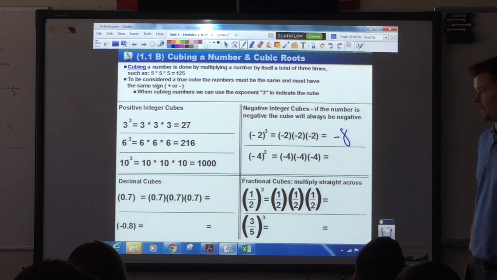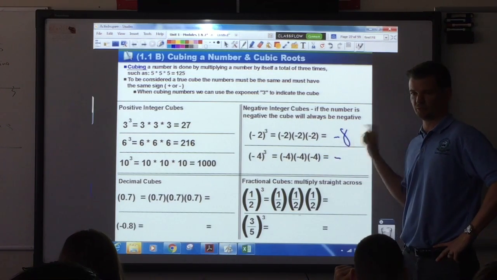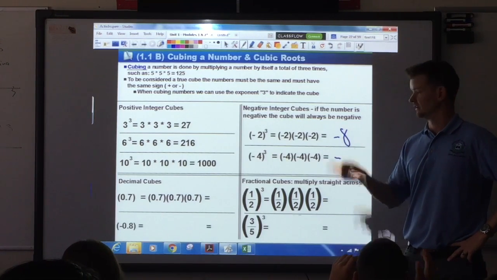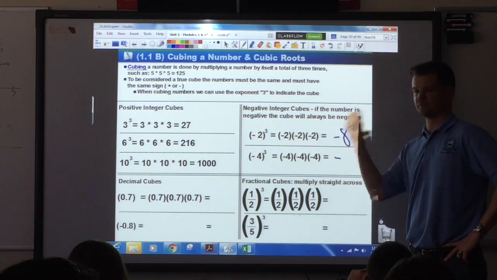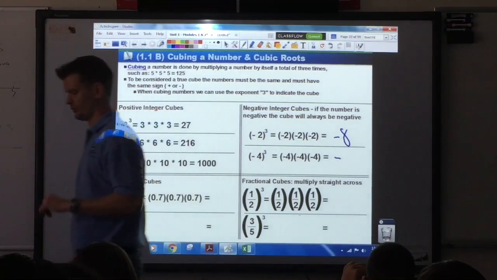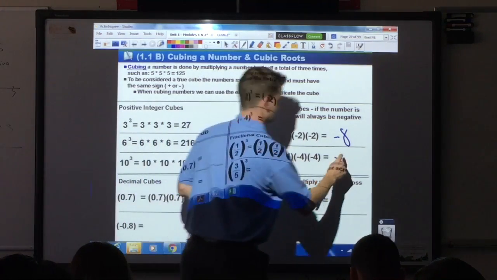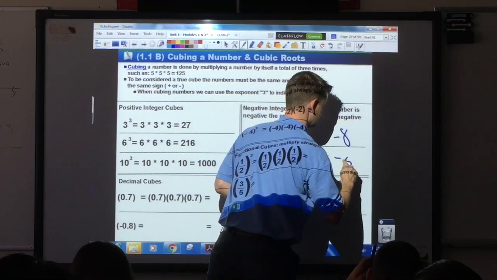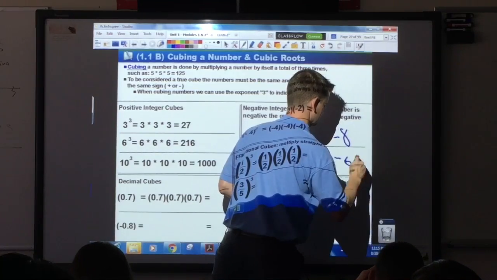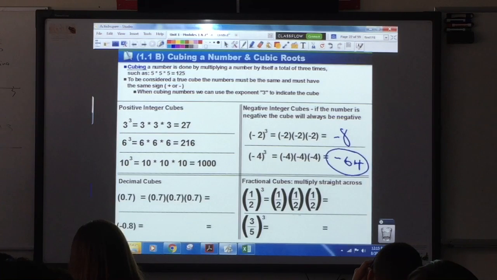80. Let's try it. Let's go through it step by step. Ignore the signs. We know it's going to be negative, right? Because every negative cube is negative. You got me? Okay. One step at a time. What's 4 times 4? 16. Okay, good. Hold that number in your head. Now, can you do in your head 16 times 4? What is it? 64. There we go. Negative 64. And that is the cube of negative 4.